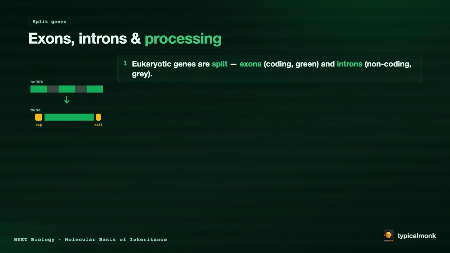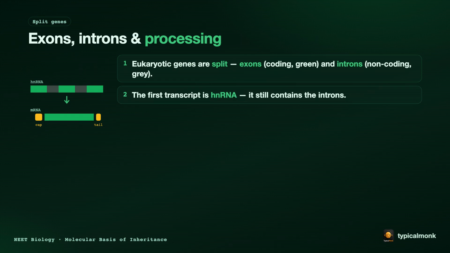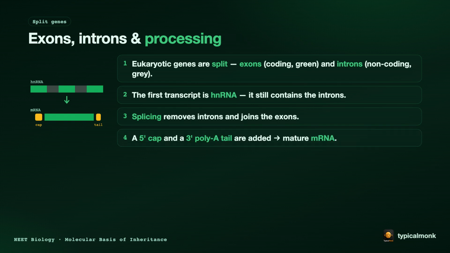Now, a special feature of eukaryotic genes, they are split. Look at this picture. Eukaryotic genes are split. Exons, the coding parts, in green, and introns, the non-coding parts, in gray. The first transcript is hnRNA. It still contains the introns. Splicing removes the introns and joins the exons. Then, a 5' cap and a 3' poly A tail are added, and the mature mRNA is ready.